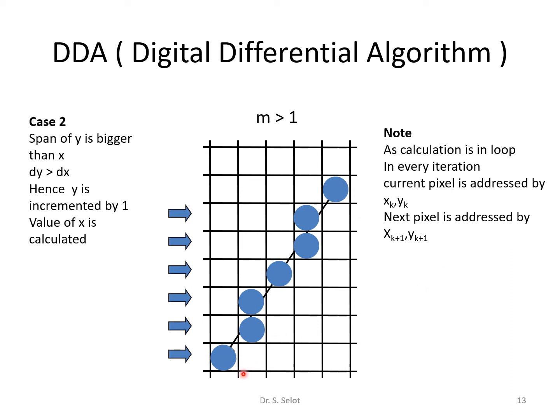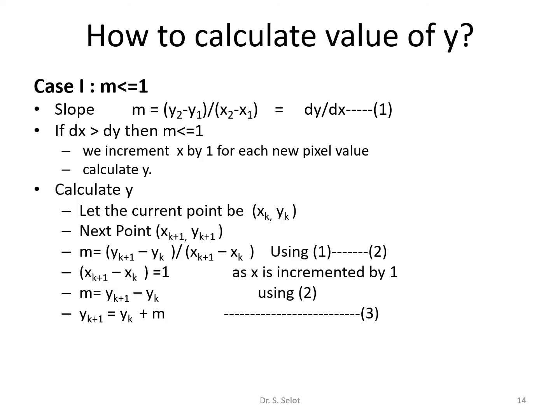This entire calculation starts from x1, y1 till we reach the last point, which is x2, y2. So the entire calculation takes place in a loop. In a loop, whenever we address a pixel, we'll use the notation xk, yk for the current pixel and xk plus 1, yk plus 1 for the next pixel whose value is being calculated. How to perform the calculation under both the scenarios? Let us take each case one by one.